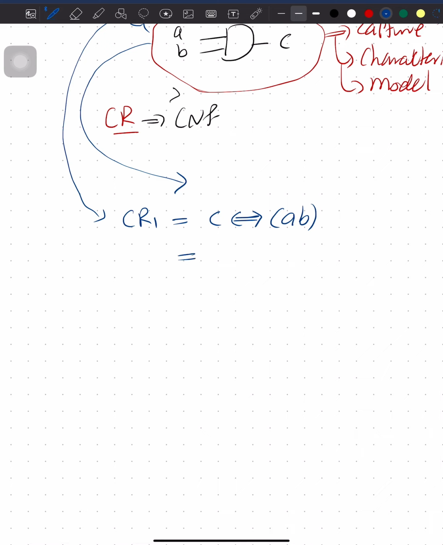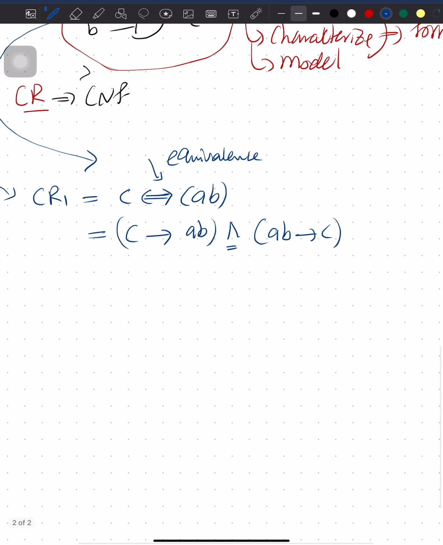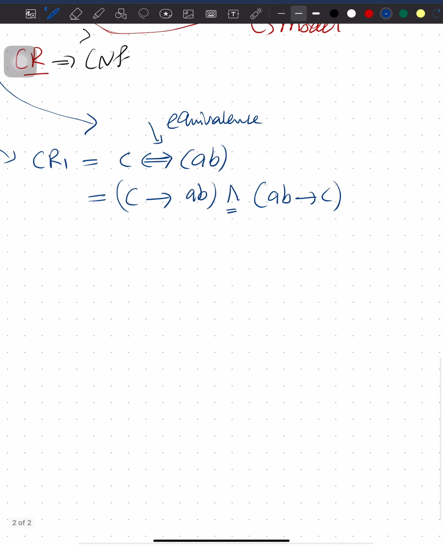Well, we can break the equivalence into implication. We already know from before that equivalence means that we have two-way implication. So C equivalent to AB means that C implies AB, and this is an AND, which is very important. This is how we get the CNF form. AB also implies C. This is still not CNF form, but we're not done yet.